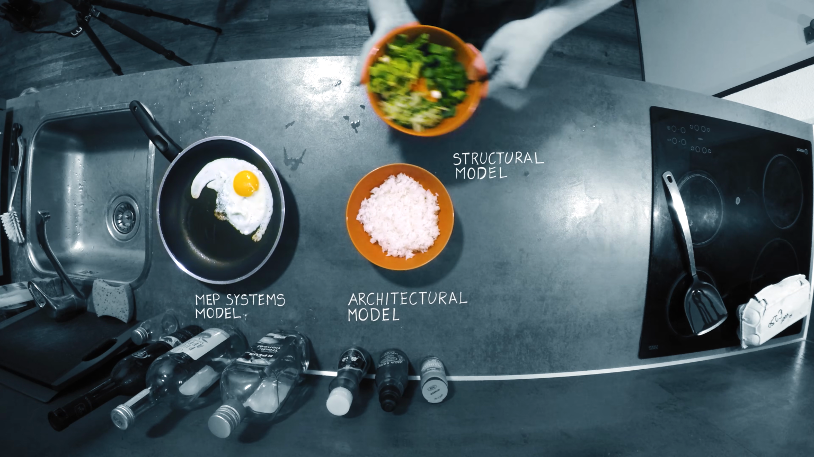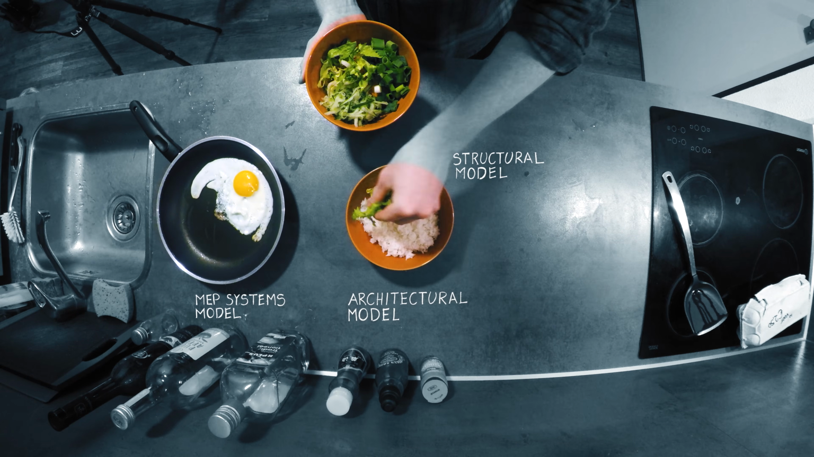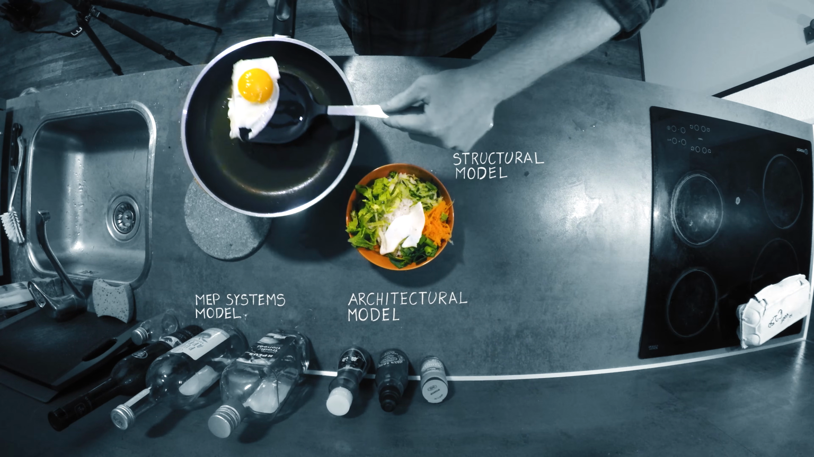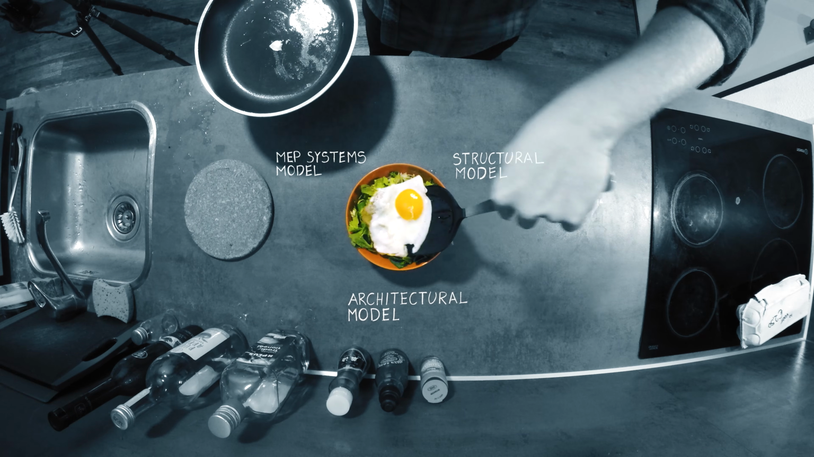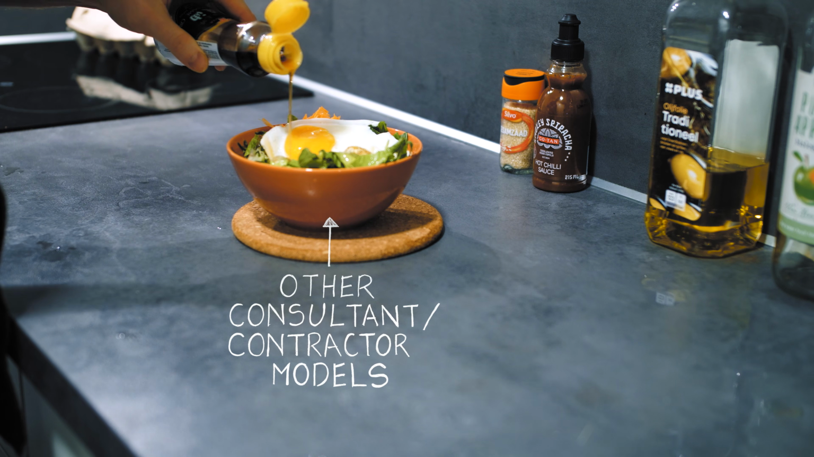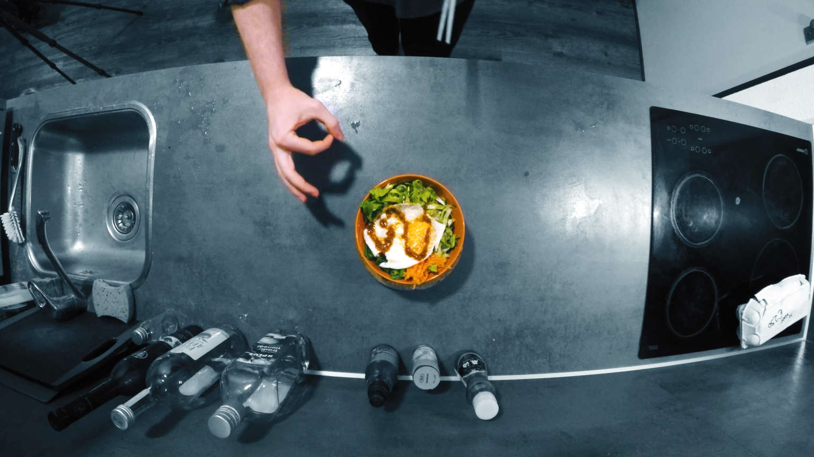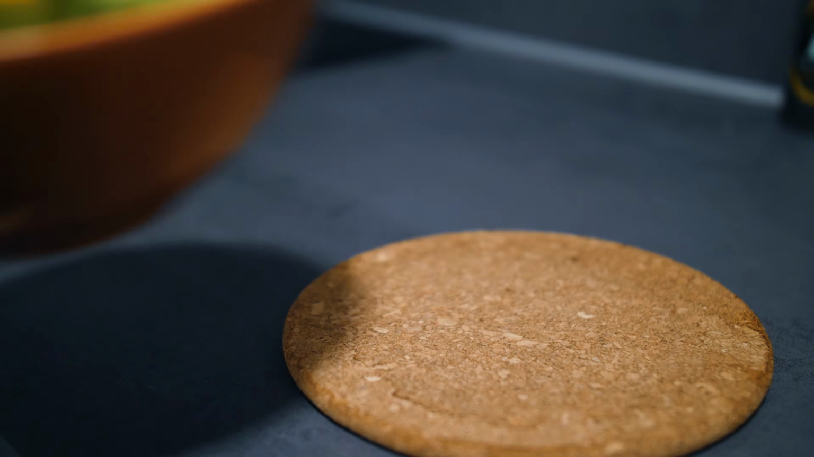With BIM, you can easily link all these disciplines together in one model to make sure all aspects of the project are working well together and not clashing. You can also add other models from other consultants and contractors. In this case, some tasty toppings. This delicious combination is better together than the sum of its individual parts. I love BIM and bibimbap.